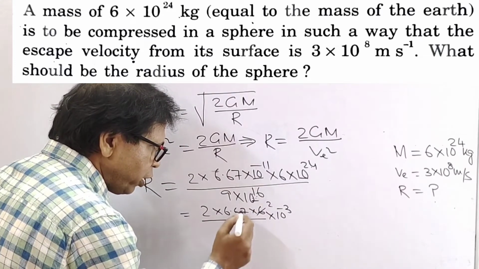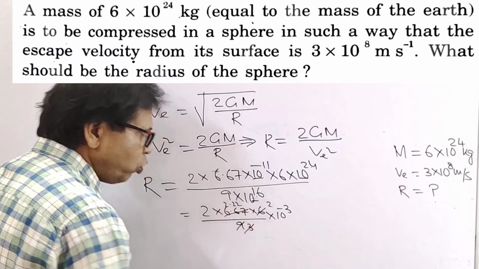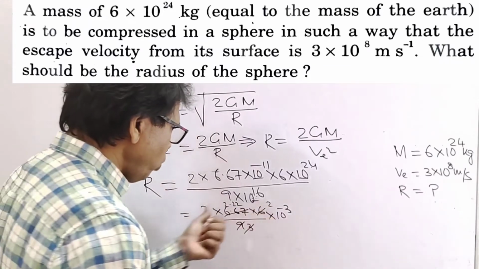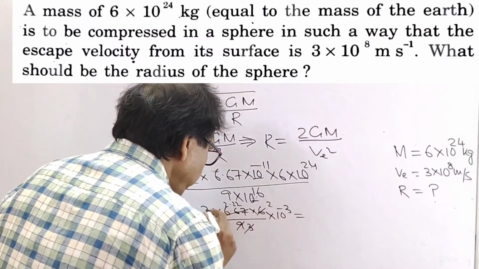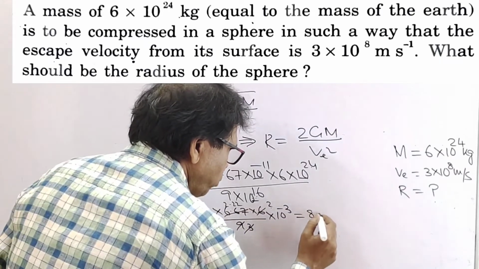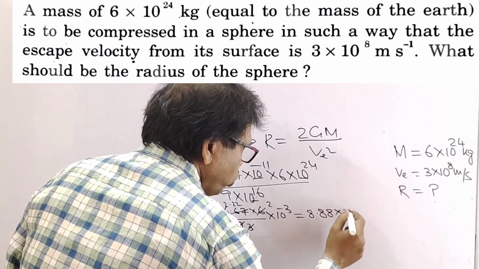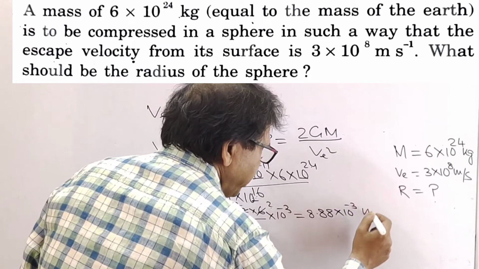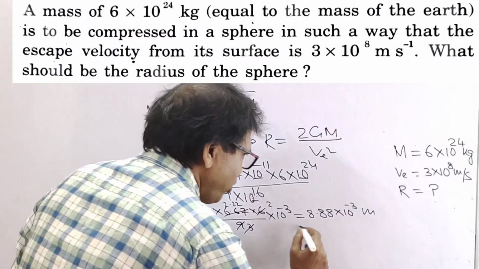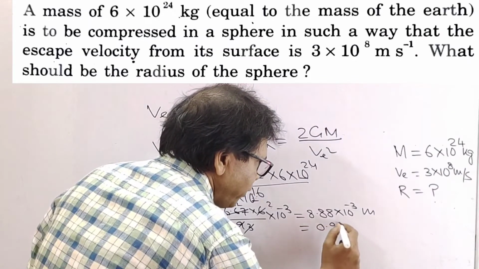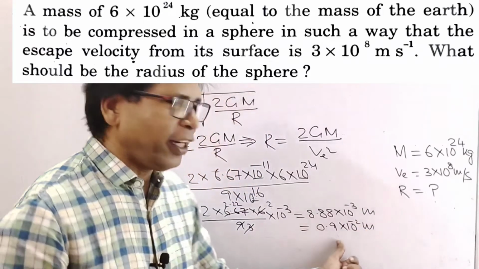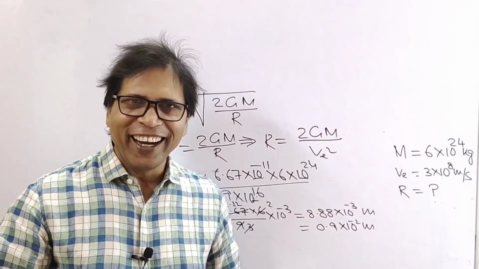Now this is the 2.22. So look at this, 4, 4, so this is almost 8.88 × 10^-3 meter, the radius of the earth. Now this is almost equal to 0.9 × 10^-2 meter, the radius of the planet. Okay, understood?